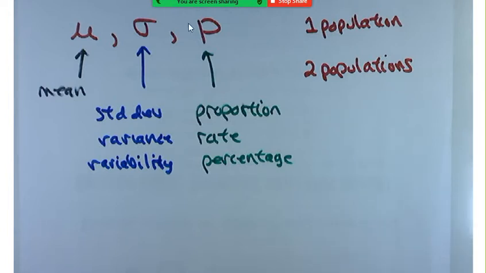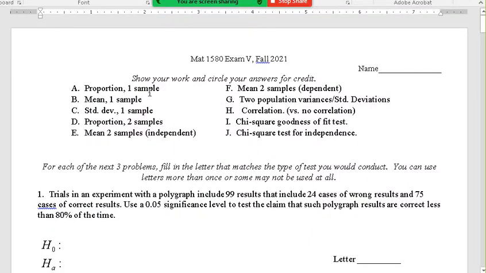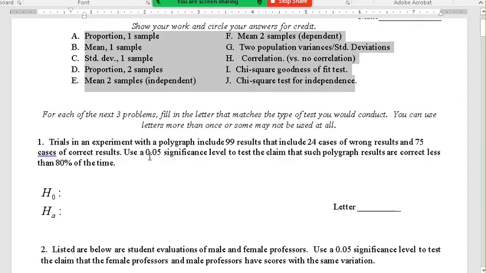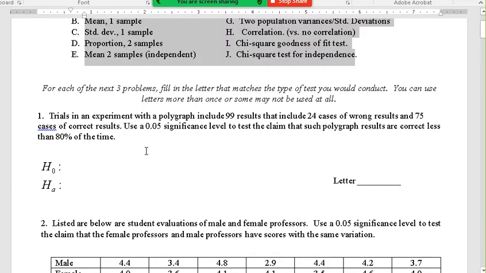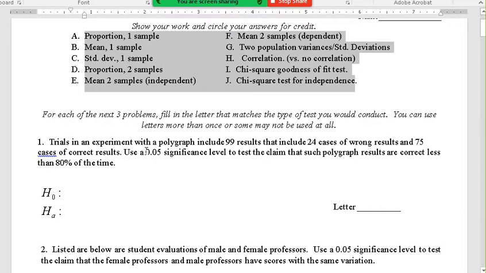Okay. So let's look at the exam that you just took. And at the top here are all these different hypothesis tests. So there's 10 of them. There's a lot to choose from. Now, it's kind of up to you. You can start by deciding how many samples you're dealing with, how many populations you're dealing with, or you can just start by figuring out what parameter I'm dealing with. It doesn't matter either way. Let's go with the parameter first.